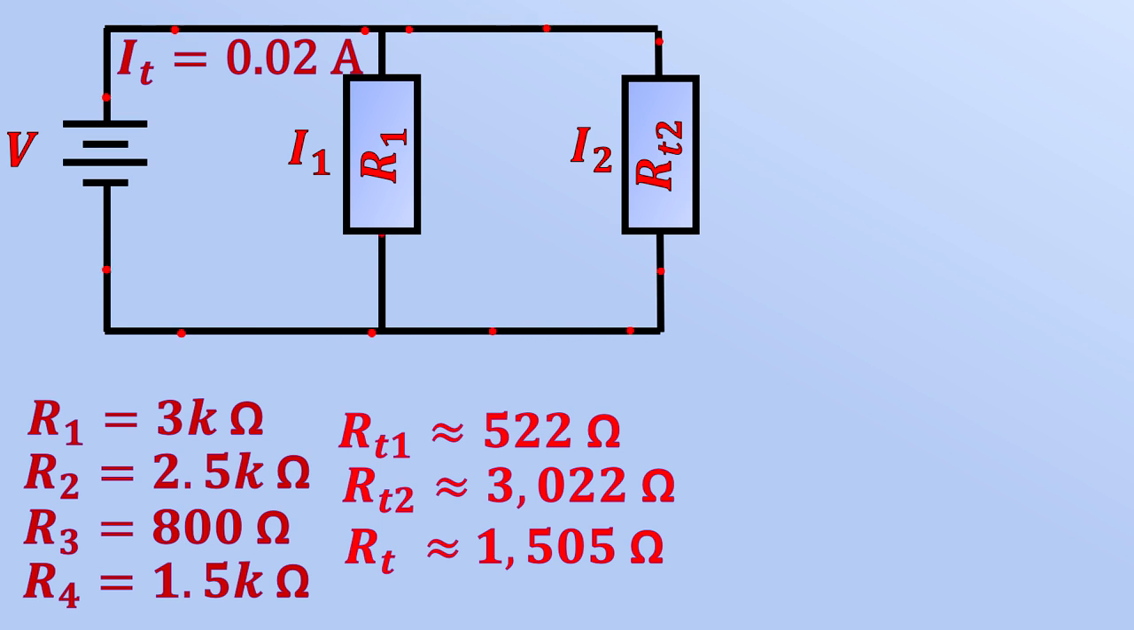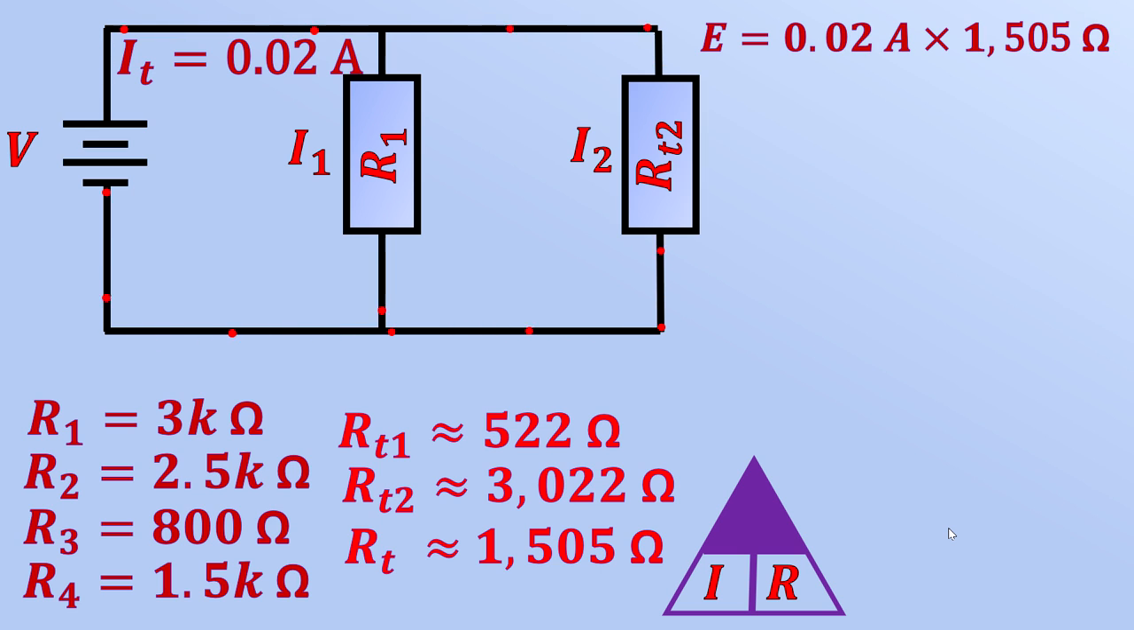All right, so now I can use Ohm's law. And I should have just deleted this branch. Sorry, I didn't do that. But my total resistance is 1,505 ohms. So I'll multiply my total current times my total resistance, 0.02 amps times 1,505 ohms, and I get 30.1 volts.